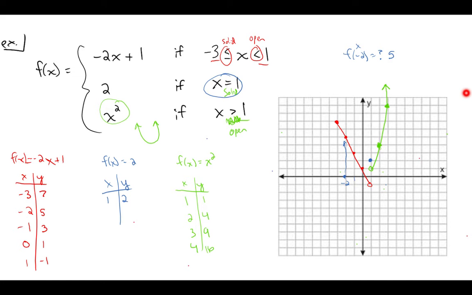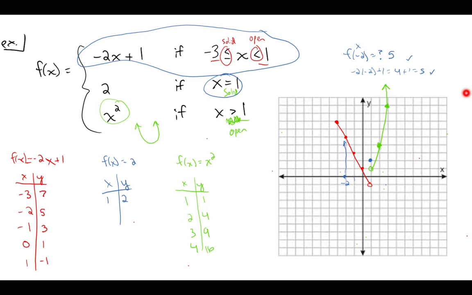In the same way, if you were to plug it into the function, f of -2, well, that goes in this one, because -2 is between -3 and -1. So you could also go -2 times -2, substitute for the x, plus 1, gives you 4 plus 1, which is 5. So either way, you can come up with the answer.